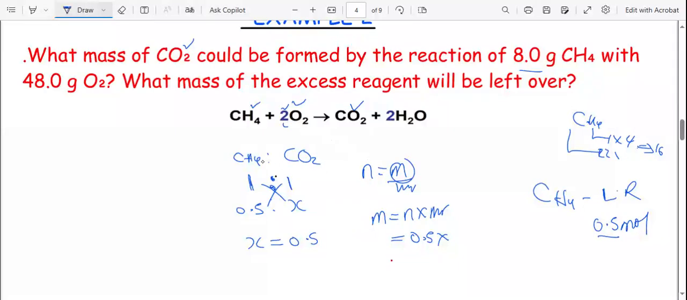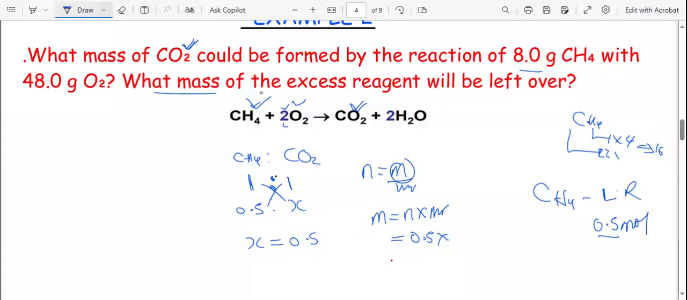Here we have two things. I've really made a mistake. There are two questions, by the way. What I'm answering here is this one, and I'll come to the other one also. So what mass of this one? We are referring to the limiting agent and this one. So I've done everything that is needed.